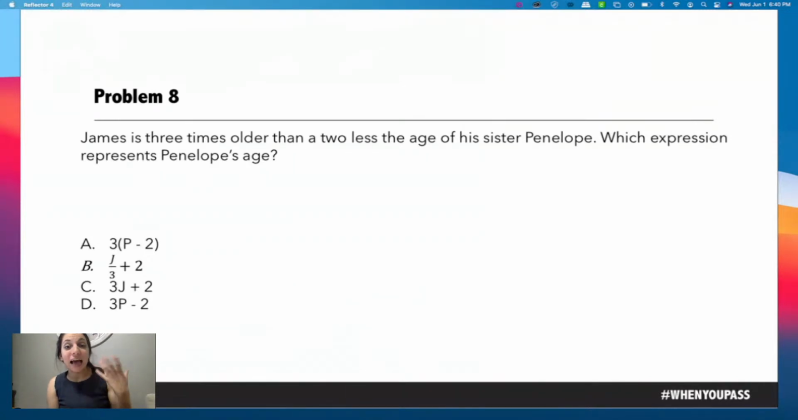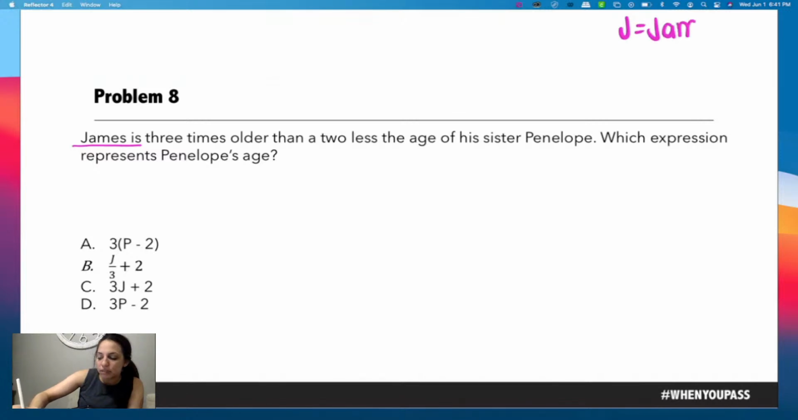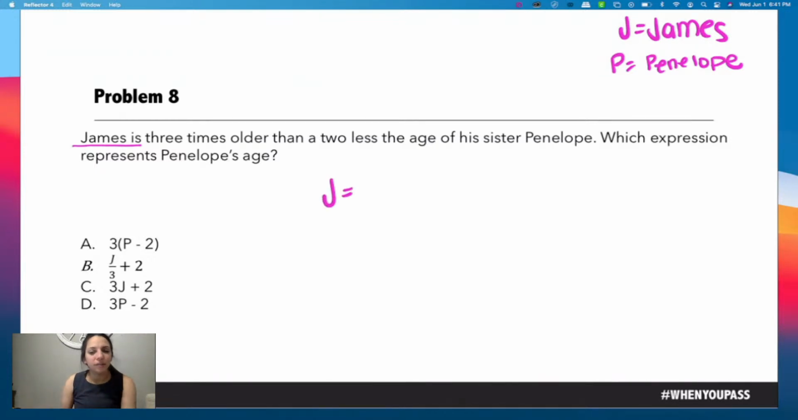So we talked about this last week when we were doing the length and the width problem, because we were looking at what words mean when we translate them into expressions. So when I translate this into an expression, I'm going to take it word for word. James is. I'm going to define J as James, and I'm going to define P as Penelope. So James is. Is usually means equals when we're working with an expression like this.